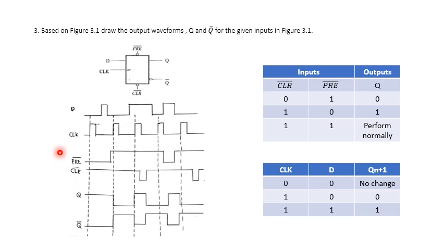So first thing first, if the pre-bar is equal to 0, the output will be 1. So the Q output here will be 1.